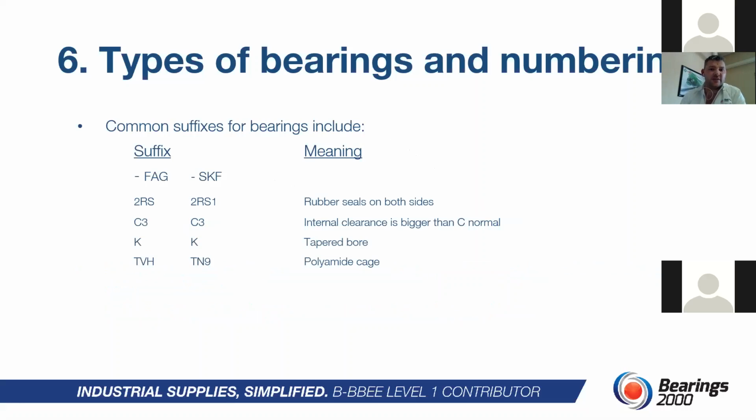Having a look at the common suffixes, again 2RS, which is the rubber seals on both sides. C3, the internal clearance bigger than C normal. And then the K, which will indicate that it has a taper bore. That is also very important, to ensure that you do get the correct one that you're looking for. And then the last one is TVH or TN9, which will indicate again the polyamide cage. So that in brief is the ball bearings that we're going to cover today.